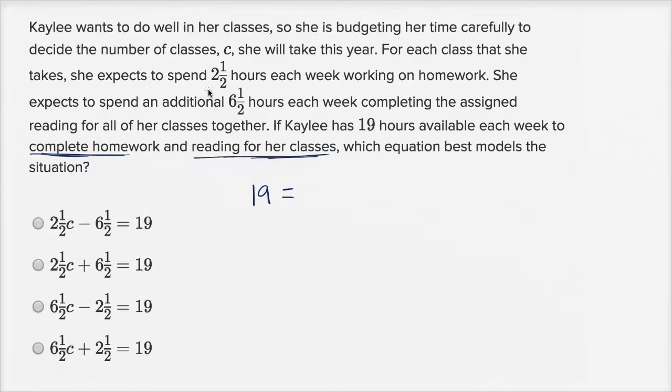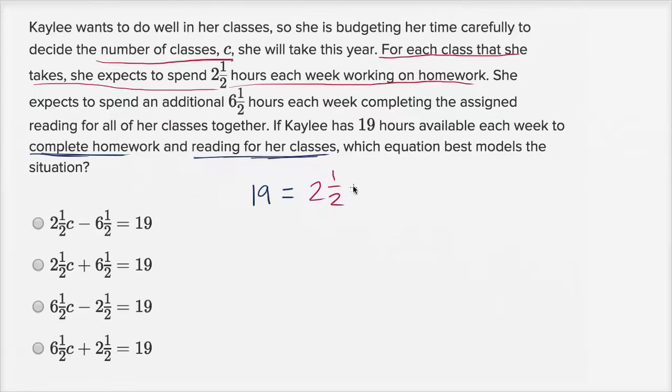Well, it says that for each class that she takes, she expects to spend 2.5 hours each week working on homework. Let me underline that. So it's going to be 2.5 hours each week per class. Now, how many classes is she taking? Well, she's going to take C classes.